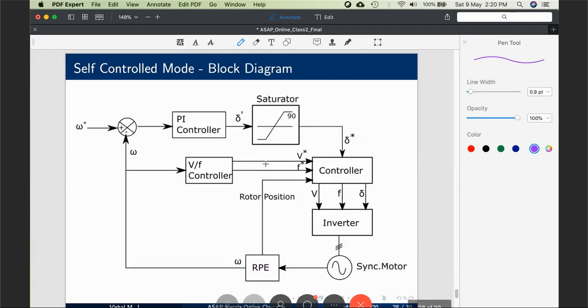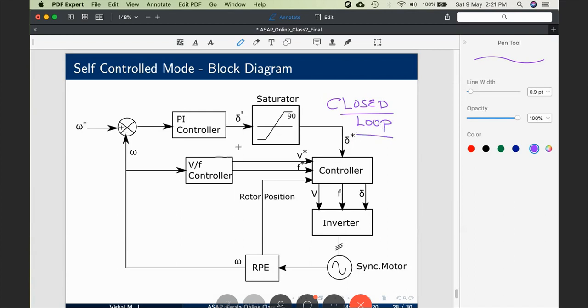This is the block diagram of self-controlled mode. Compared to a true synchronous mode, this has some drawbacks. Drawbacks in the sense it is much more complex than that. Remember, earlier we did not have any feedback, but here it will operate. A self-controlled mode operates only in closed loop. It cannot operate in open loop.